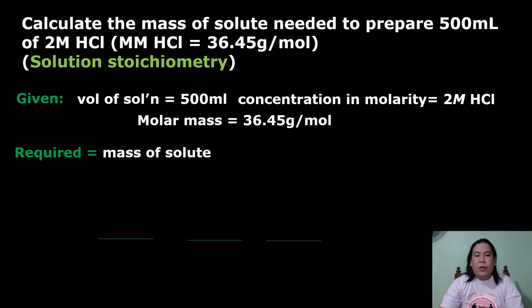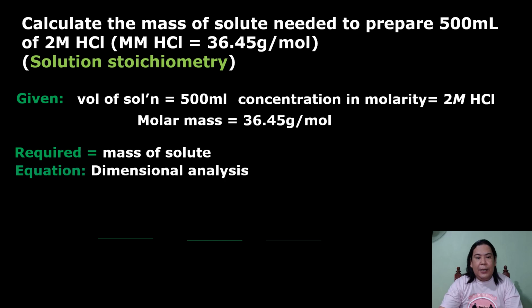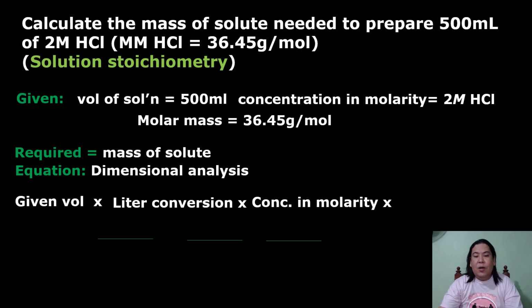Okay, and then required is the mass of solute. This time we are going to compute the mass of solute. We are not computing for the molar concentration of the solution. Instead, we need to know the mass of hydrochloric acid. Okay, so equation. We're going to use our dimensional analysis. So given volume, multiply it by the liter conversion, then you will multiply it by the concentration in molarity, and then finally multiply that by the molar mass ratio.